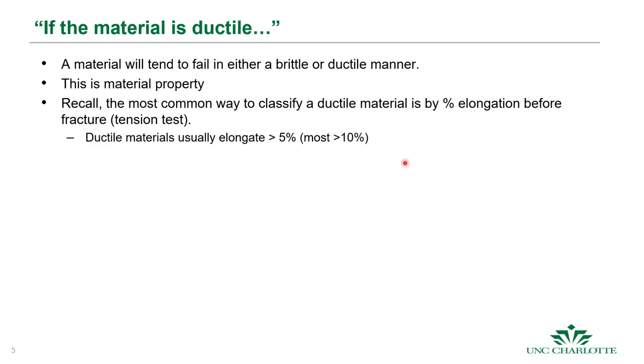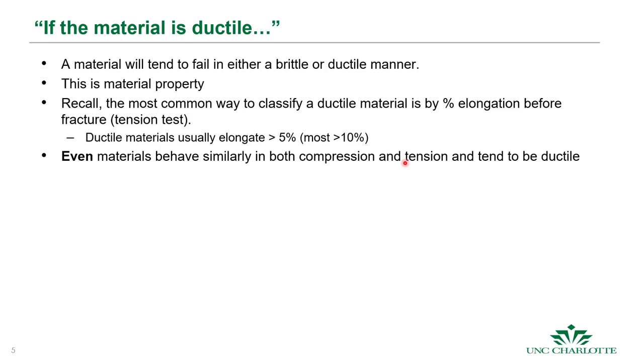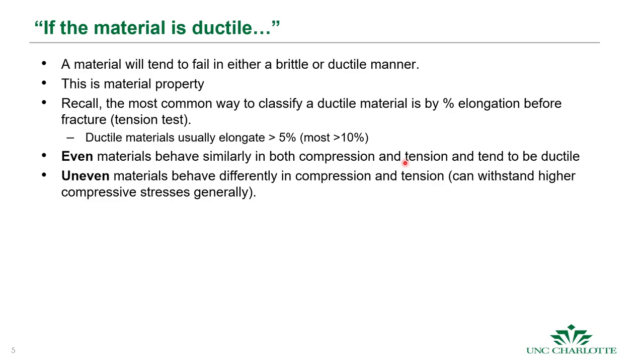So remember that ductility is a material property, and it's classified by the percent elongation before fracture. We say that ductile materials are the ones that elongate greater than 5%. Usually it's greater than 10% in reality, but we say anything above 5% is a ductile material. We also have a classification we call even and uneven materials. Even materials behave the same or nearly identically in both compression and tension. Uneven materials behave significantly differently in compression and tension, being able to withstand much higher compressive forces.